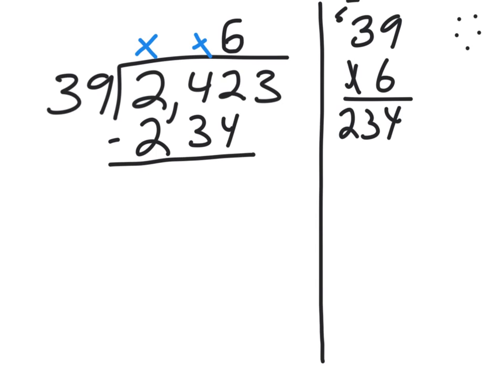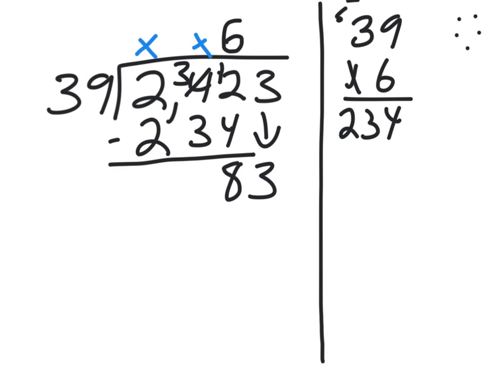Now I just subtract. I have to borrow. Make that a 12. 4 becomes a 3. 12 minus 4 is 8. 3 minus 3 is 0. 2 minus 2 is 0. So 8. I check. 8 is less than 39. I can bring down the next number.